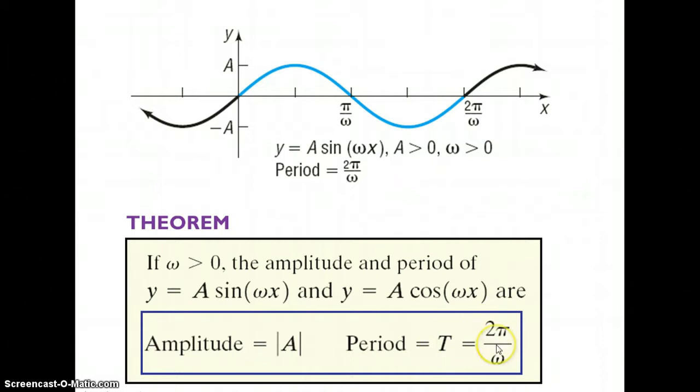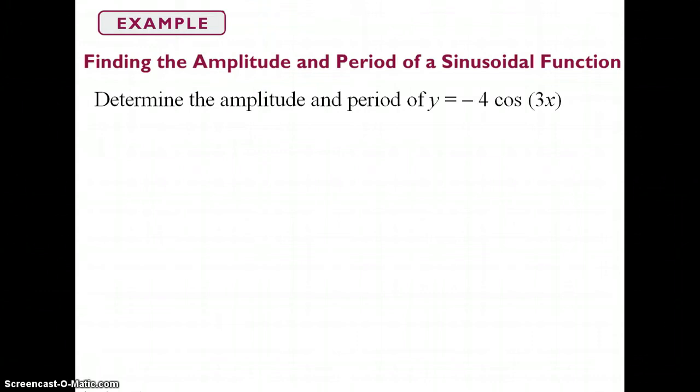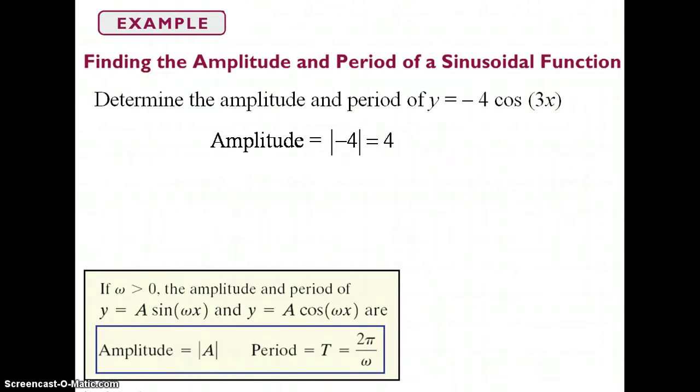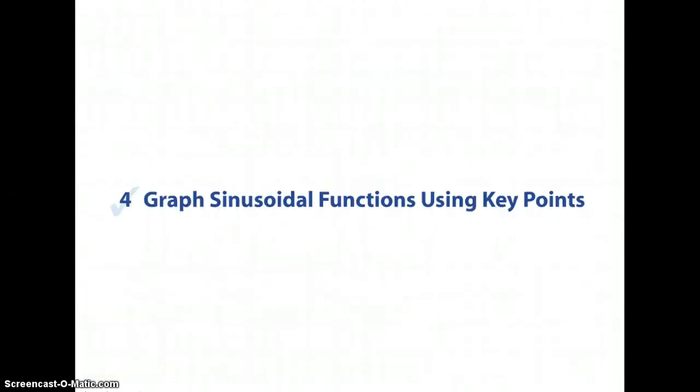And the period, I could care less if you call it T, is 2 pi over W, and those are the two main things I want you to be focusing on right now. Amplitude here, if you notice, is 4, and the period is 2 pi over 3. Okay? So these are two very important parts of the sine and cosine functions.